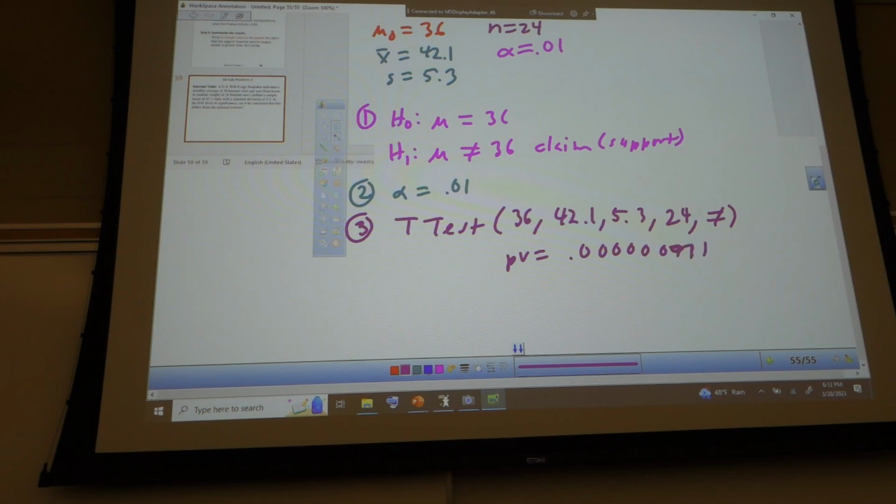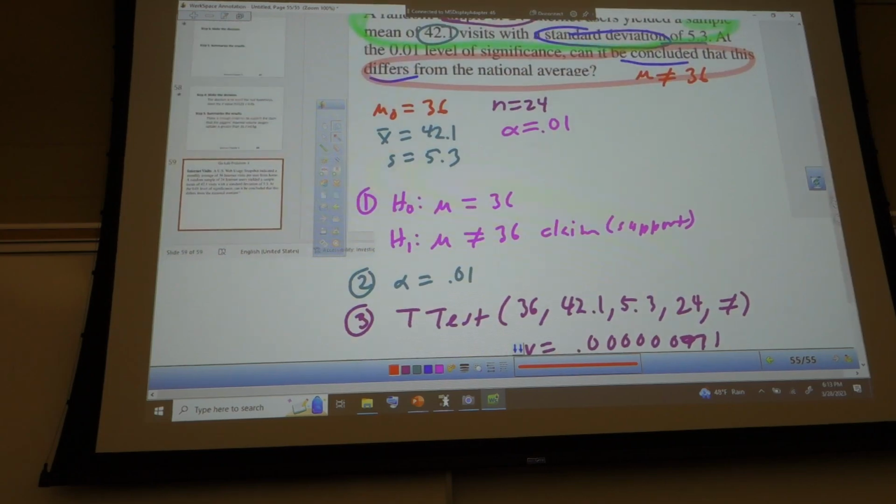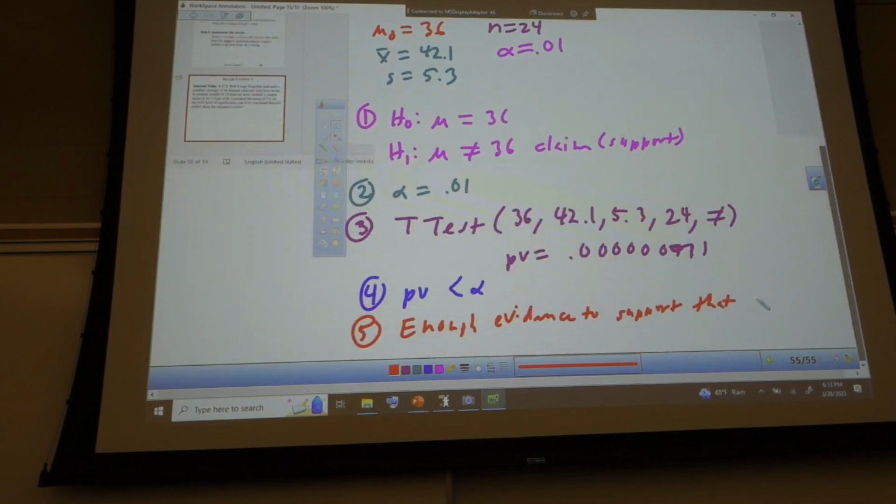All right, I think we can all agree that is totally less than alpha. Do I even need to write down the numbers? Are we totally good that that's less than alpha? Yeah. So then step 5, we definitely have enough evidence to support the claim, because H1 is my claim, that web usage differs. Okay. Good.